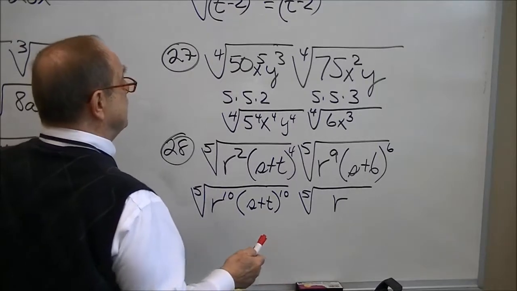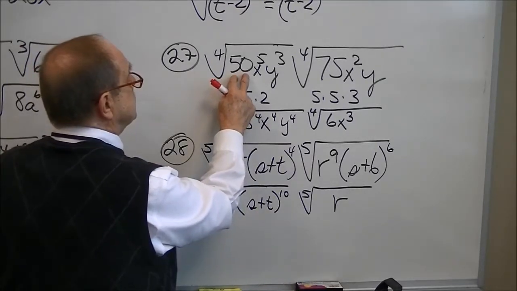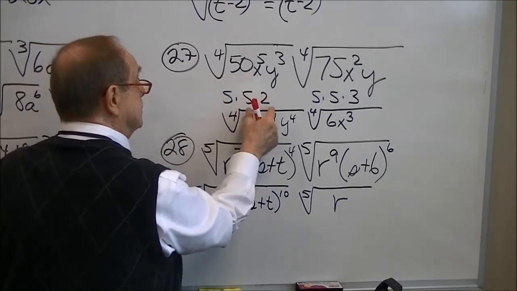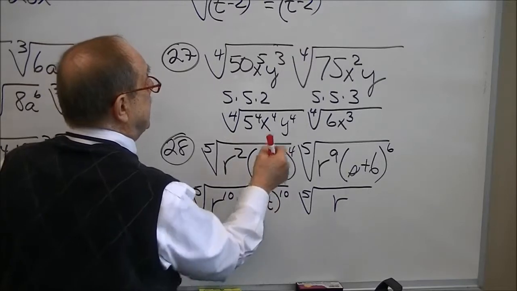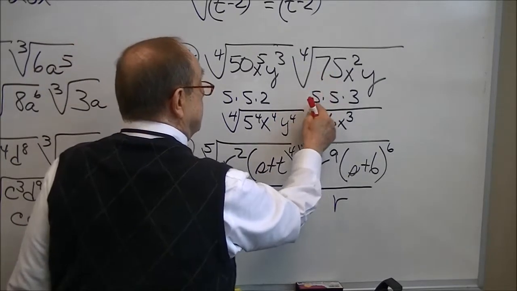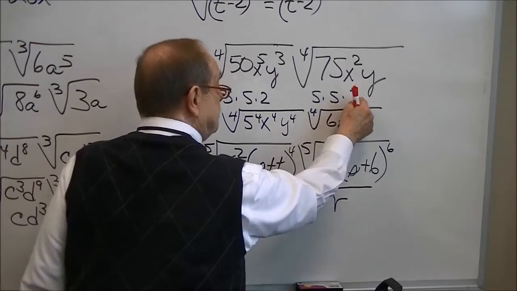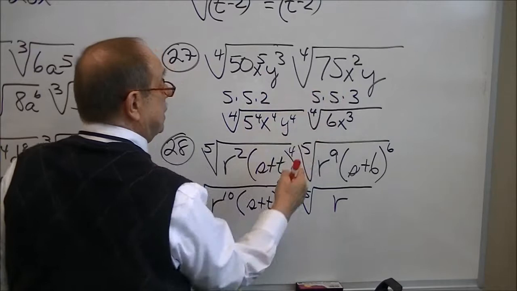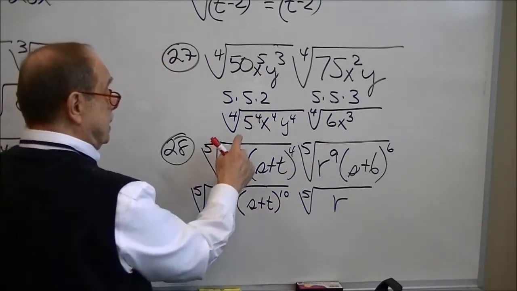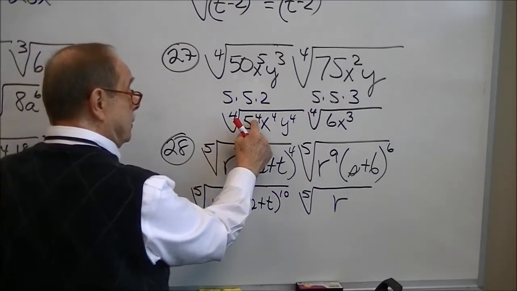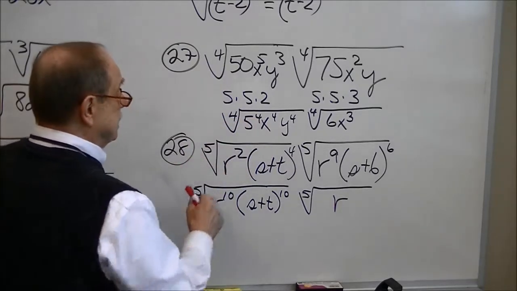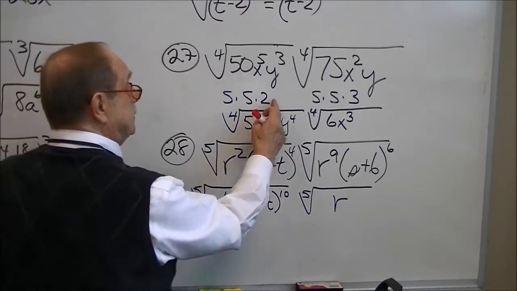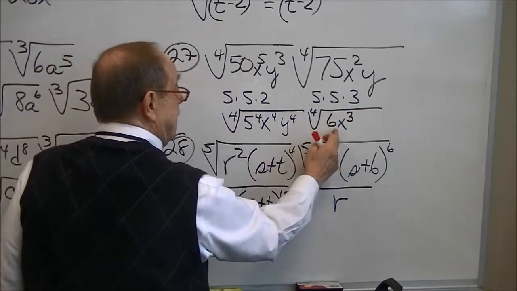And the strategy I came up with was, what are the factors of 50? Well, 5 times 5 times 2, that's 50. And 75, 5 times 5 times 3. Well, here I have 1, 2, 3, 4 factors of 5, which is 5 to the 4th, which is a perfect 4th power. What's left? I have a 2 and a 3. I put that over here.